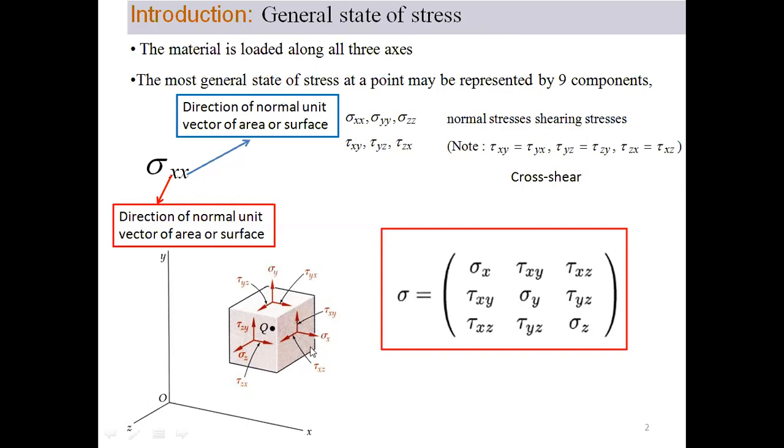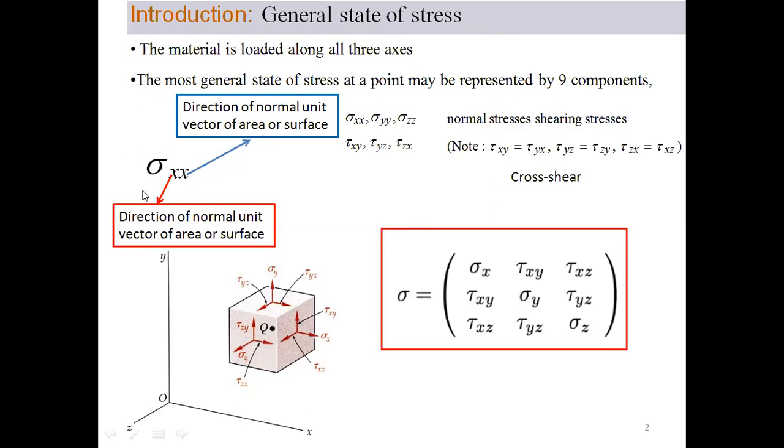On this face, 3 components. You see 3 components also on this face. So the cube has 6 faces, and on all these 6 faces, you would see the 3 components of the stress. Collectively, we have 9 components. So the most general state of stress at a point may be represented by 9 components.